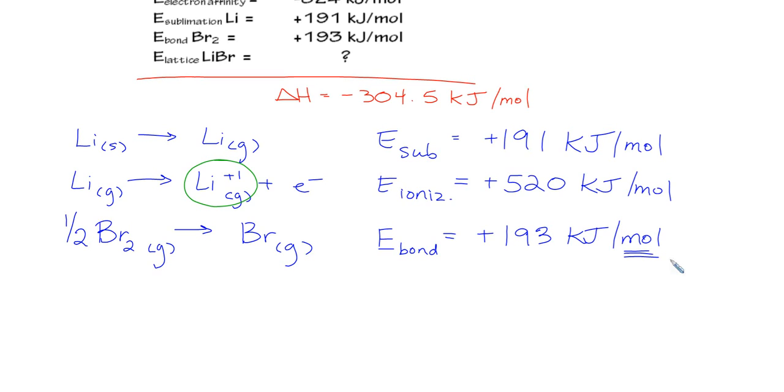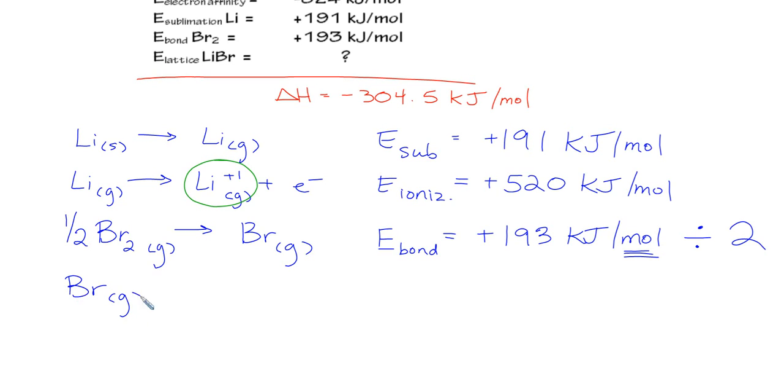I don't have a full mole of bromine molecules. We only have half a mole in the balanced equation. So we're going to take this value, divide it in half. That's something that's often missed. Now I've got the gaseous bromine atoms, and we can add the electron to form the bromine ion.